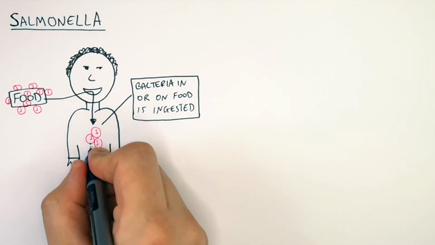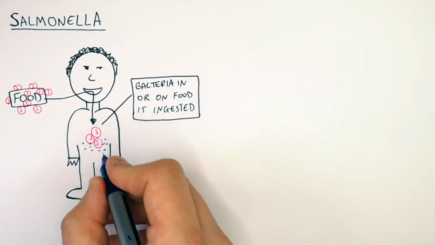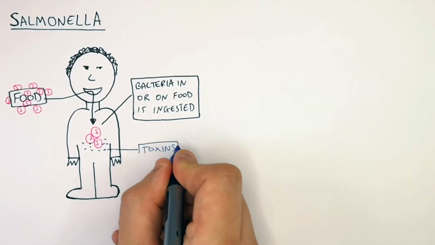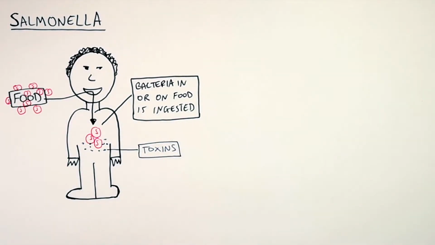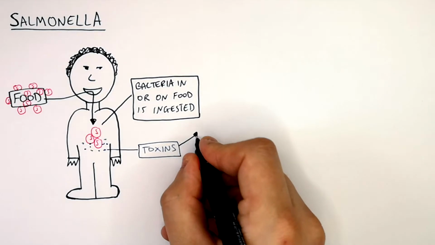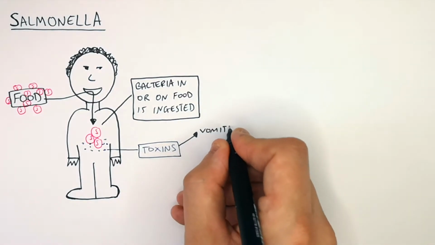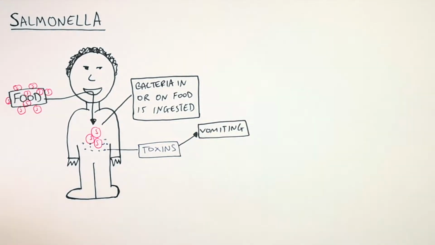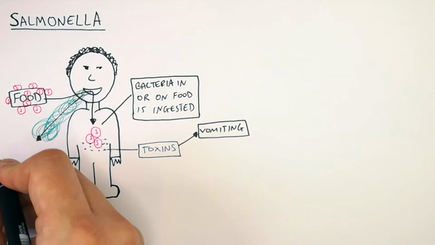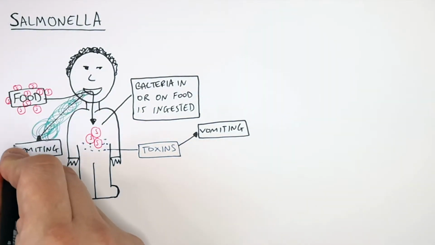So the Salmonella bacteria is going to produce toxins. They secrete toxins. And these toxins will make you feel ill. And the body's response is to vomit. So you will undergo vomiting. This is to try to remove all of the toxins and bacteria.